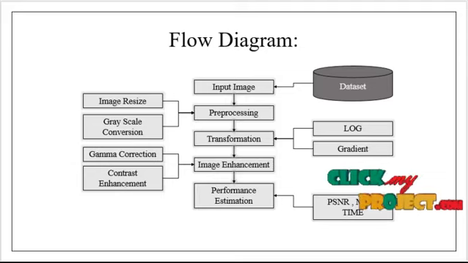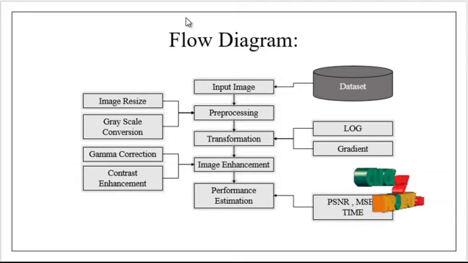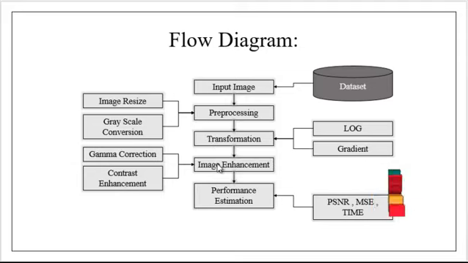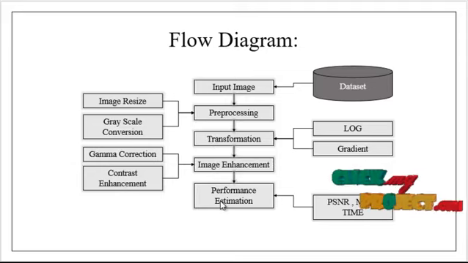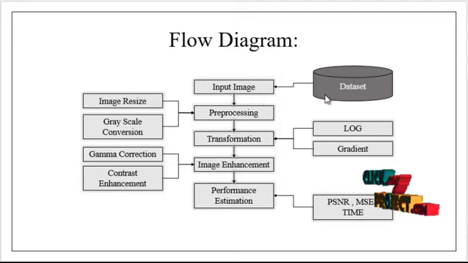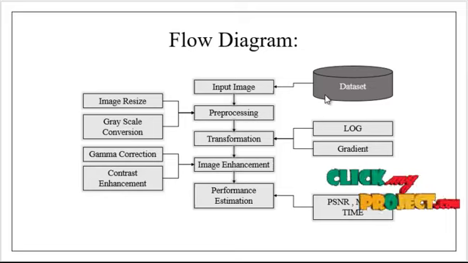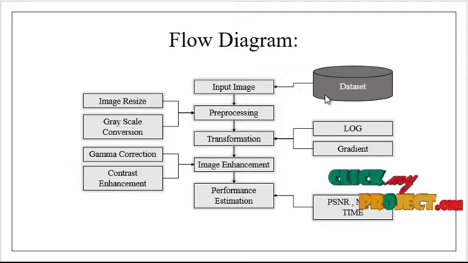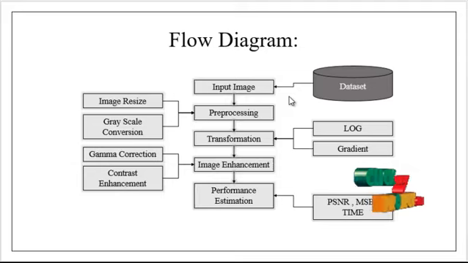Now we are going to discuss the flow diagram of the process. This is the overall working flow of this project. This project consists of modules such as input image, pre-processing, transformations, image enhancement, and finally performance estimation. At first, the input image is taken from the dataset. The dataset consists of many JPG and PNG images in RGB with low contrast, so we have to import any one image from the dataset.